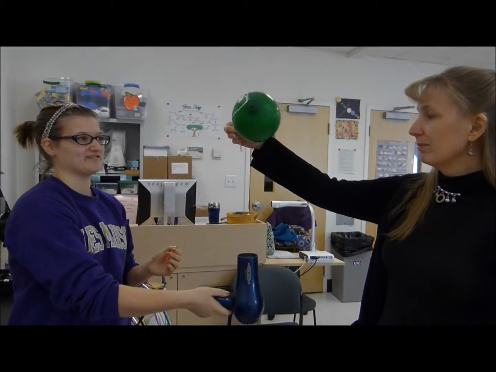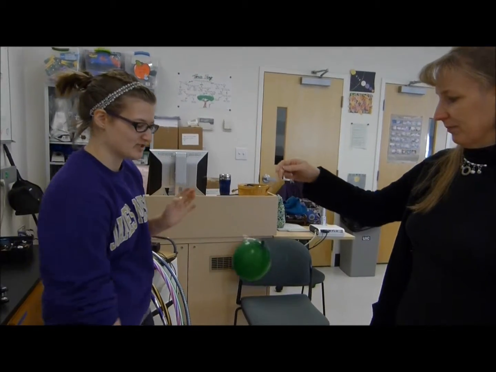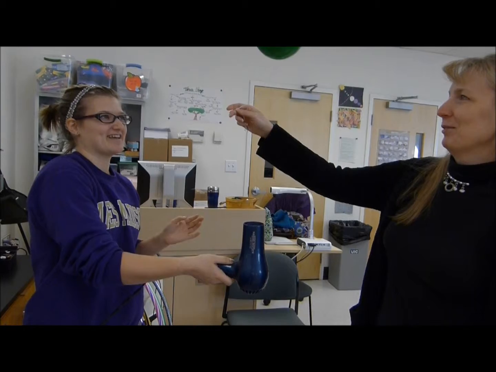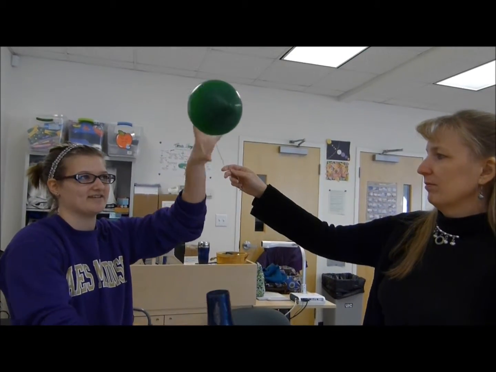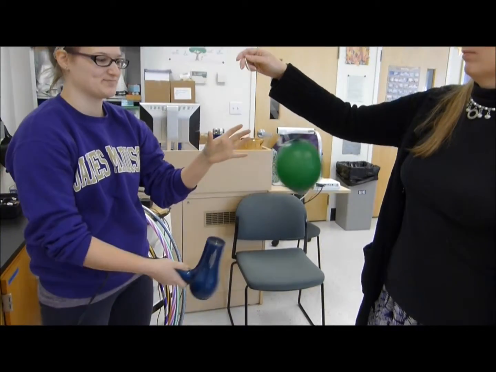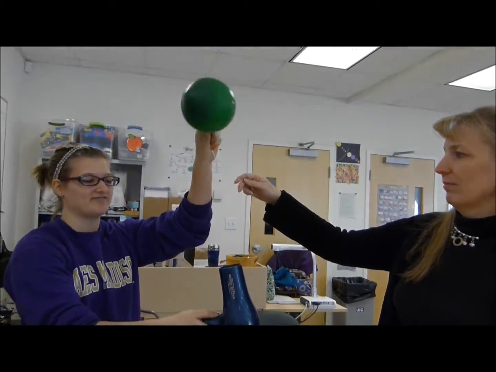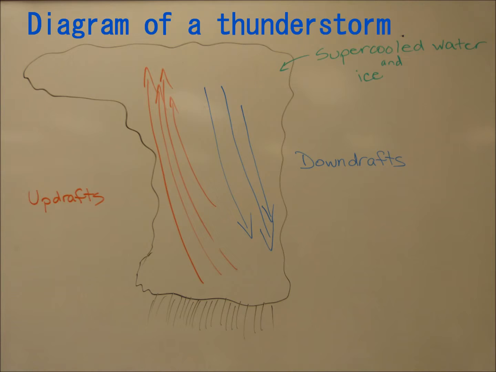And then when the updraft goes away and the downdraft happens, it falls down, and then the updraft catches it again, like that. And each time it's at the top here, it's getting a layer of ice added to it, and it falls down, and then it's pushed back up again and gets another layer of ice until it's so heavy that it falls past the updraft and down to the ground.